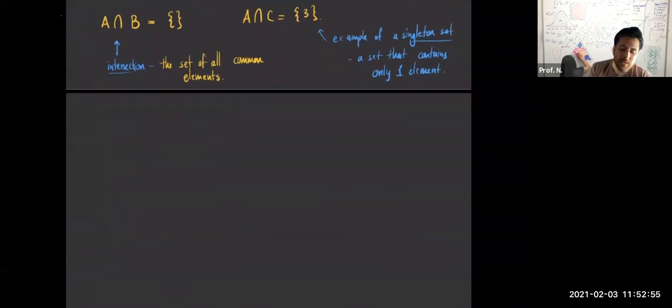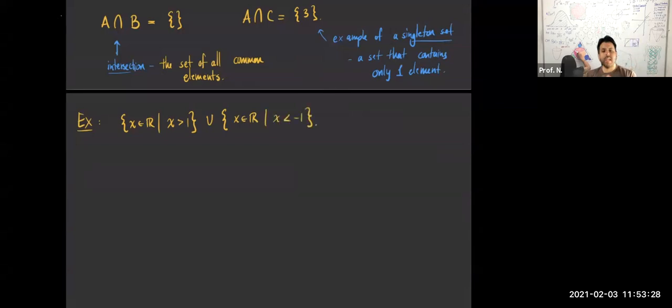Okay. So now, how is this utilized? Why do I care about this? Because now I can mix all these things up. What if I say I have the set of all real numbers such that x is bigger than 1, and I want to union the set of all real numbers such that x is less than -1? This is set builder notation.